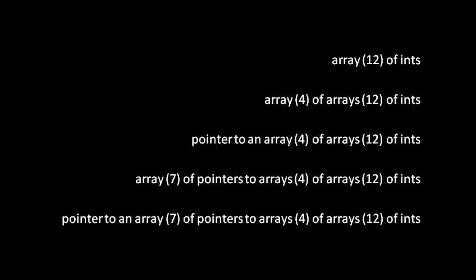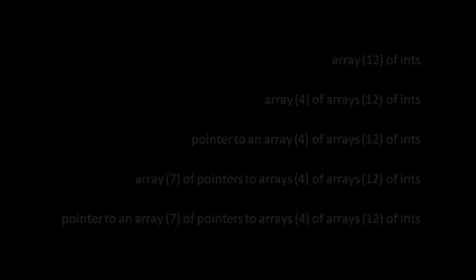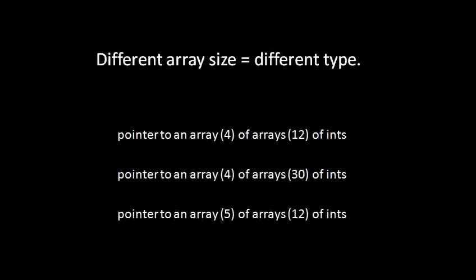It's important to know that C considers the size of an array as integral to the type. So when you have two things where an array size differs, they're not really the same type, they're distinct types. So for example, a pointer to an array size 4 of arrays size 12 of ints is a distinct type from pointer to an array size 4 of arrays size 30 of ints. And pointer to an array size 5 of arrays size 12 of ints is another distinct type. Why the fact that these are three distinct types is significant is something we'll explain shortly.